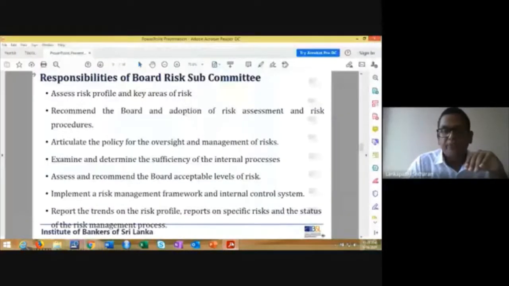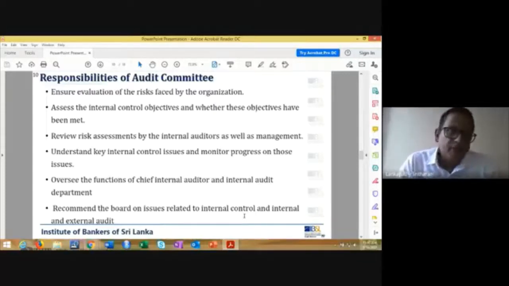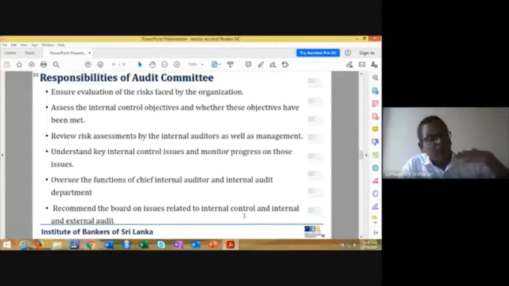Okay. Then the responsibilities of the audit committee. This is also part of the risk management process, because auditors, or the internal audit committee, are the people giving assurance that the audit is in place in a particular bank and financial institution. So what they have to do is ensure the evaluation of the risk faced by the organization. They have to evaluate what the level of risk faced by the organization is. They have to ensure that. And assess the internal control objectives and whether these objectives have been met.